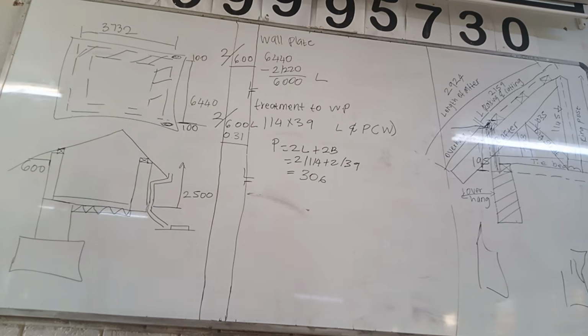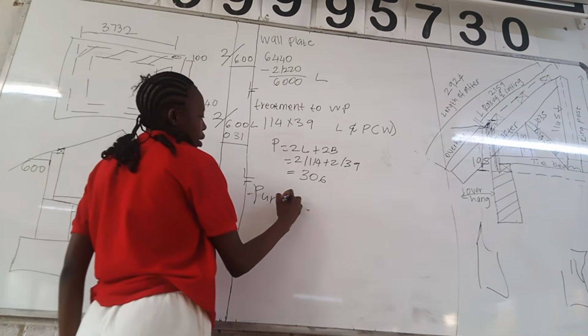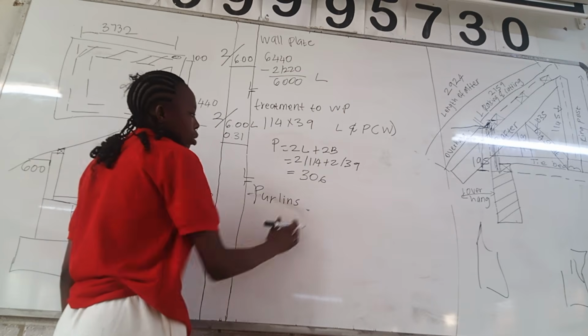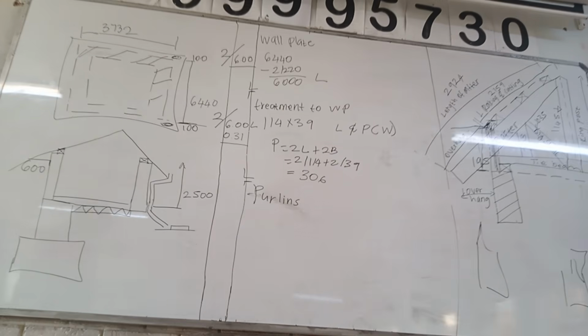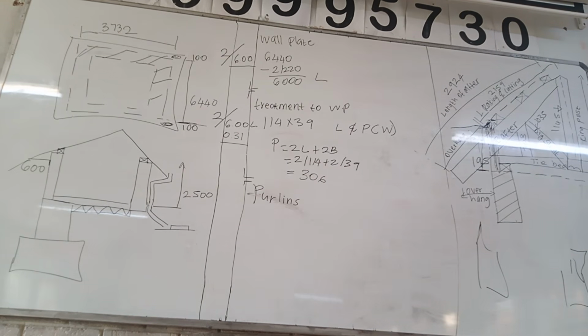After the wall plate, we go to the pay lines. Remember that there are two different kinds of pay lines: the eaves pay line and the sun pay line. We are going to start with the sun pay line. Are sun pay lines external or internal? External means we include the walls, internal means we exclude the walls. So, external.